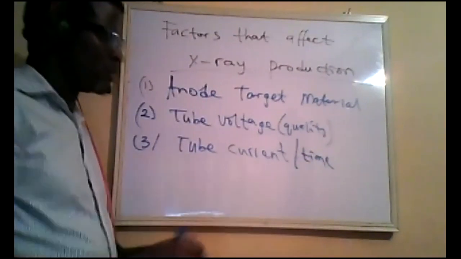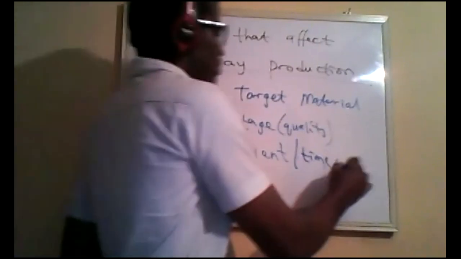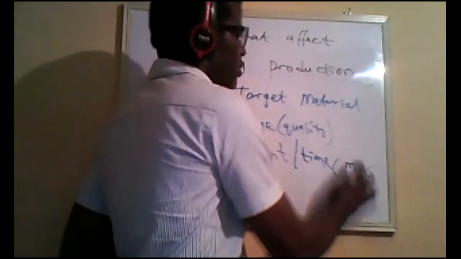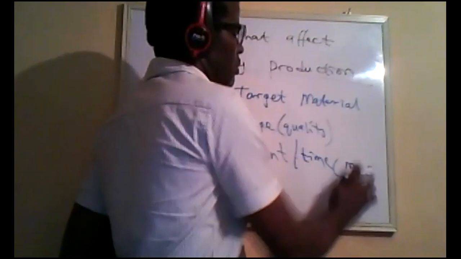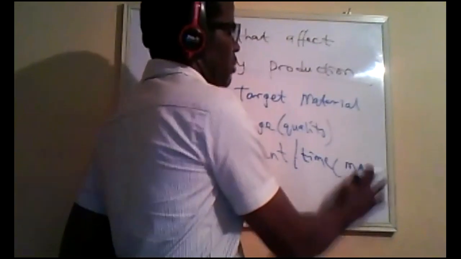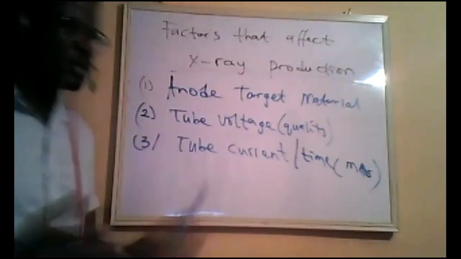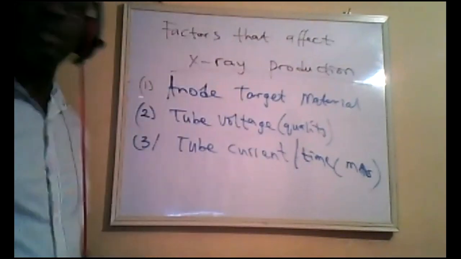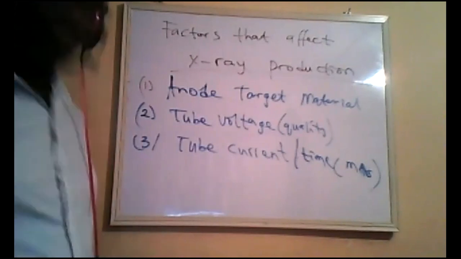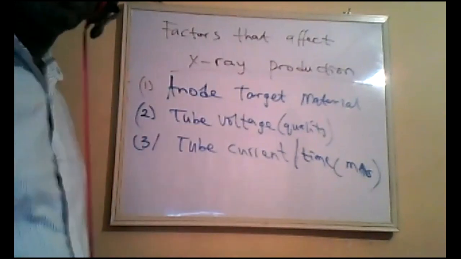So in most systems, you have it as mAs, the milliampere second, coming together. The product is what the machine displays for some radiographic X-ray machines.